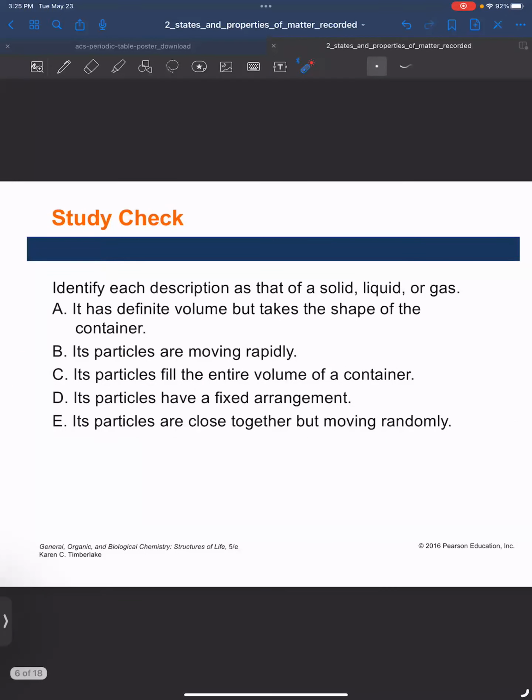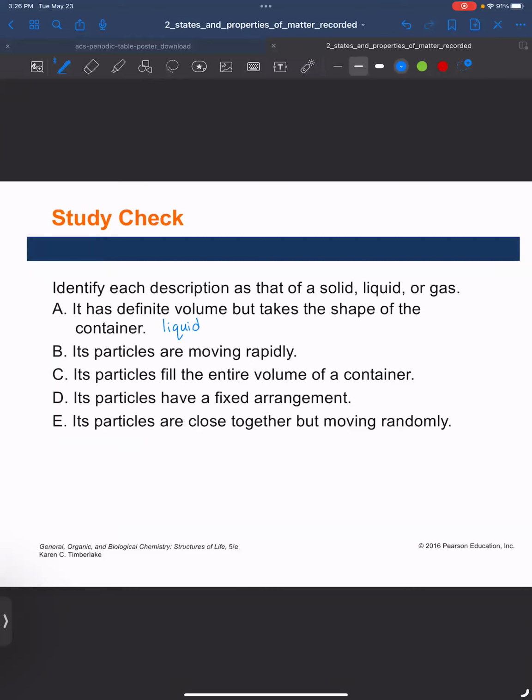So let's go ahead, pause the video, try the study check on your own, and then come back and check your work with me. All right, so we're asked to identify each description as that of a solid, liquid, or gas. And this is going to help us in the laboratory when we're working with different types of matter. So part A, it has definite volume but takes the shape of the container. Good, it's a liquid.